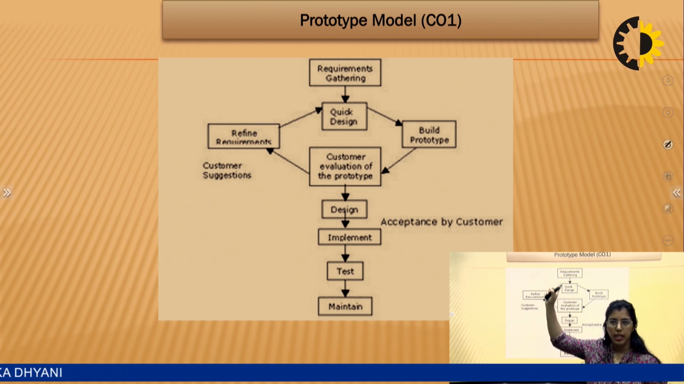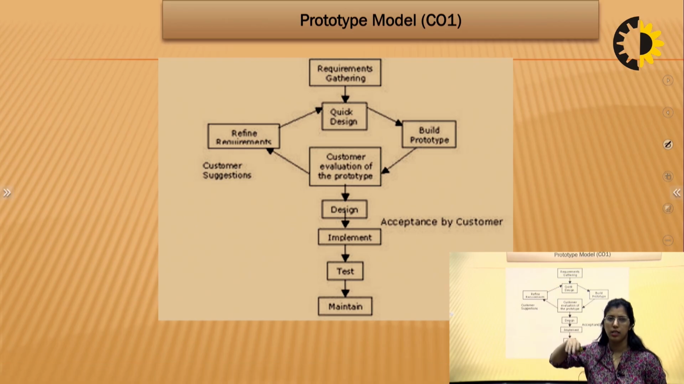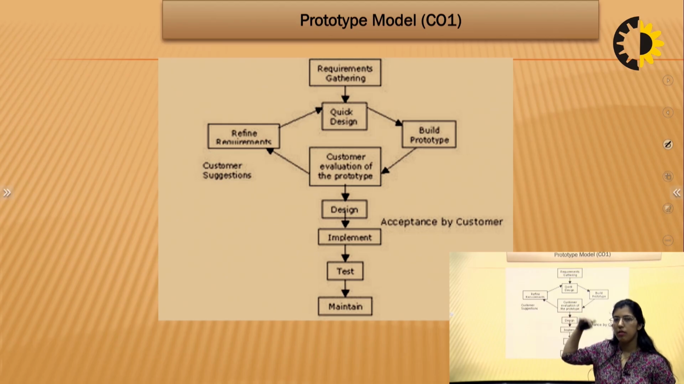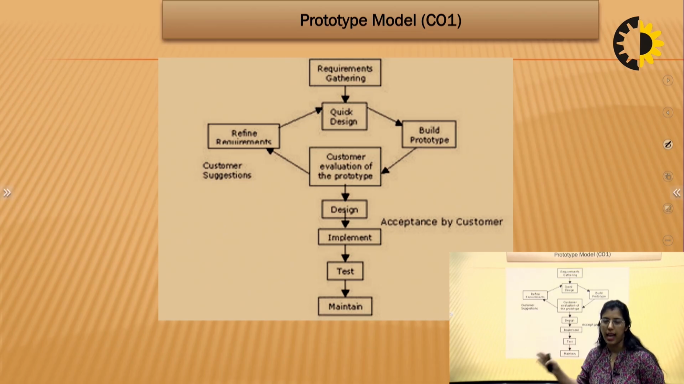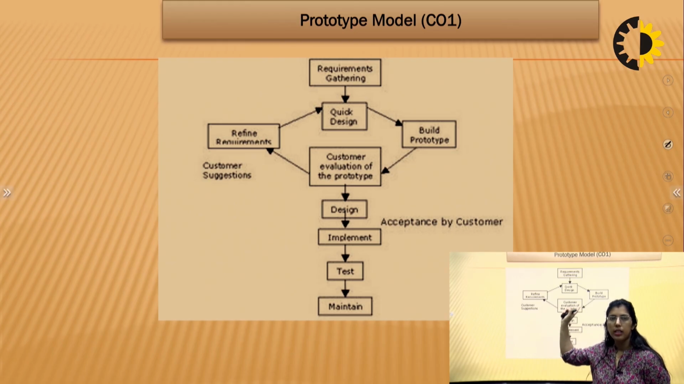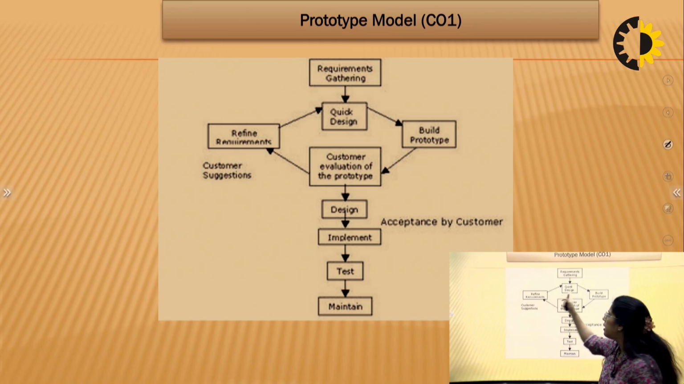First, requirements are gathered through the customer. Then a quick design is made. After designing, a prototype is built. Then it is given to the customer for feedback. If the customer finalizes the prototype, then the remaining phases are done as you studied in waterfall model. But if the customer is not satisfied, then some suggestions are given by the customer to the developer team. Then all the requirements that have been gathered or documented in SRS are refined. And then again quick design is done, and this cycle goes on.